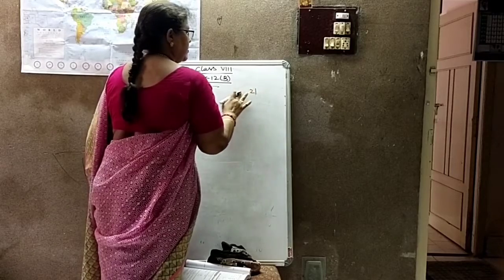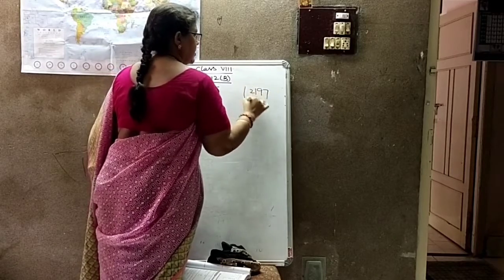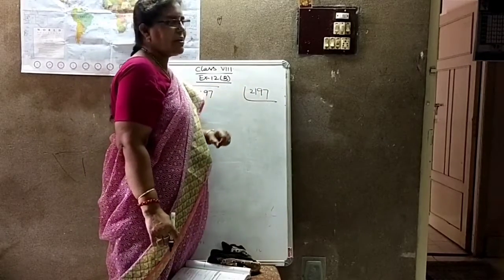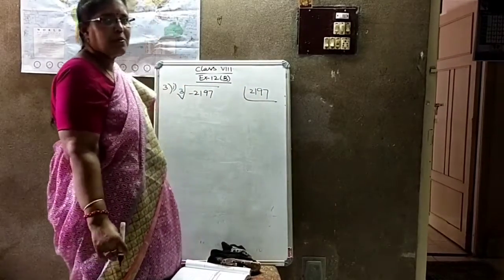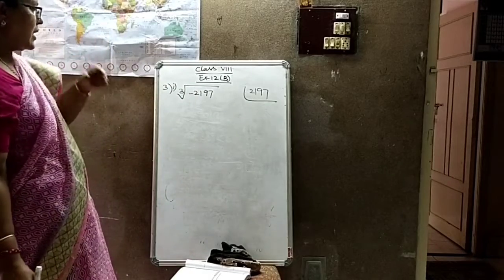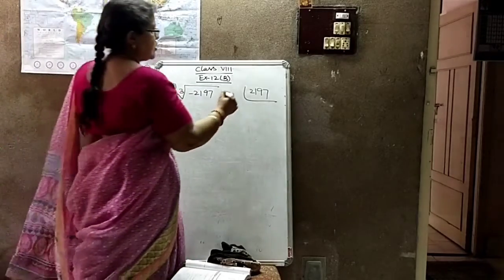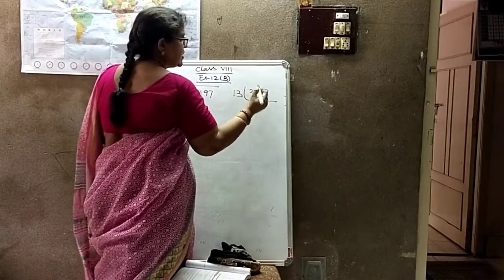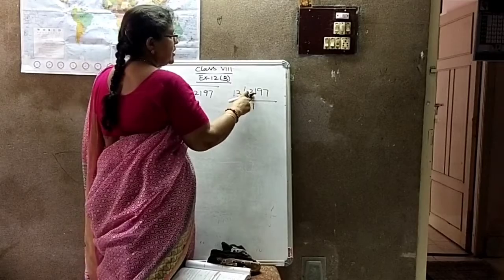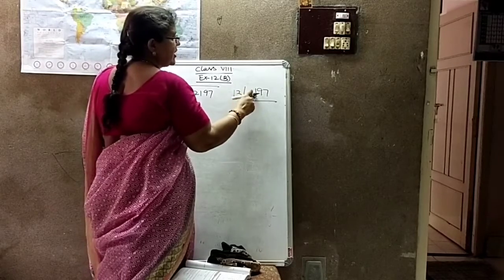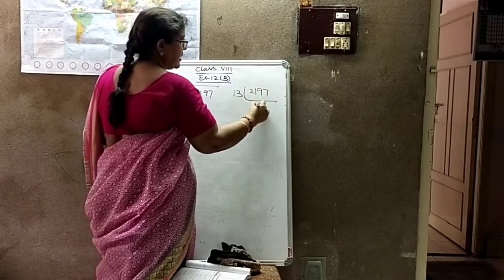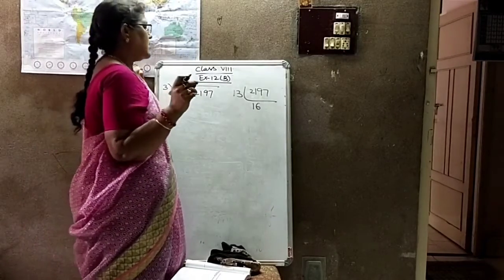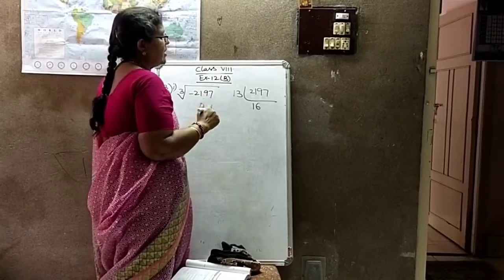2 plus 1 is 3, 3 plus 9 is 12, 12 plus 7 is 19. 19 is not possible, so we should not take that one. 3 is required. So 13. So 13 ones. Here 7 plus 1 is 8, 89. 13 6 times is 78. 89, 78.